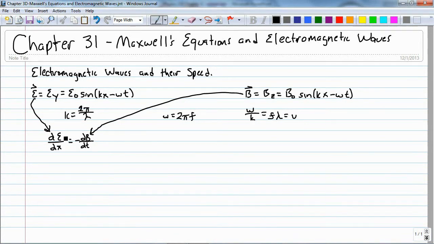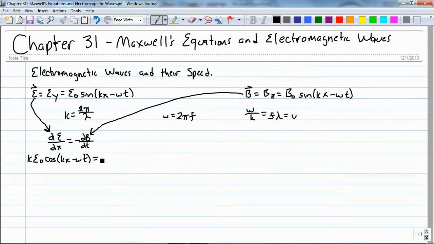So for the electric field, it's going to be with respect to x. So using the chain rule, I'm going to have a k that comes out, and the sine goes to a cosine. And the omega t is just a constant because t is not the variable of differentiation.